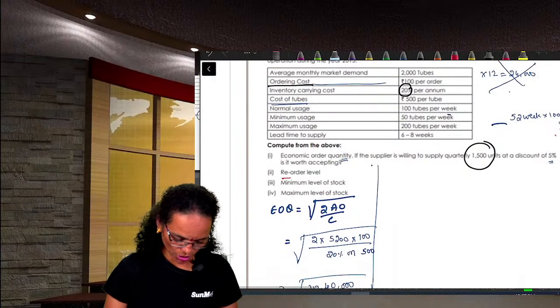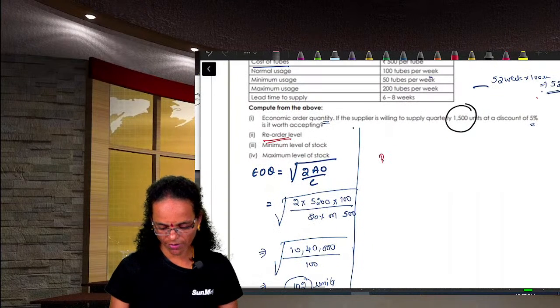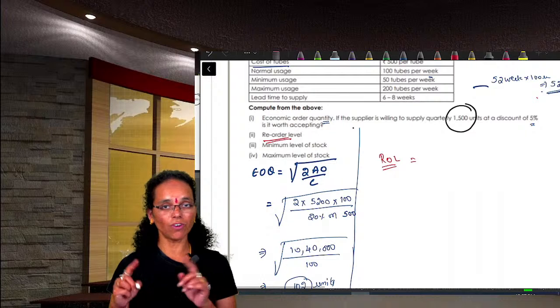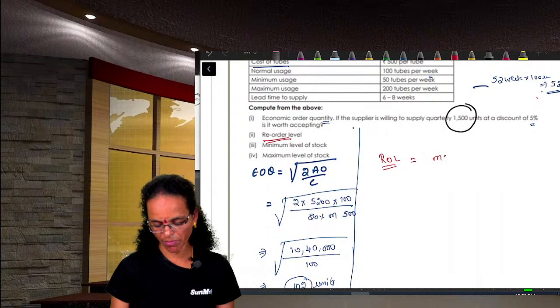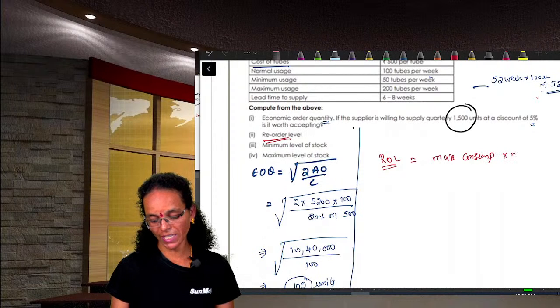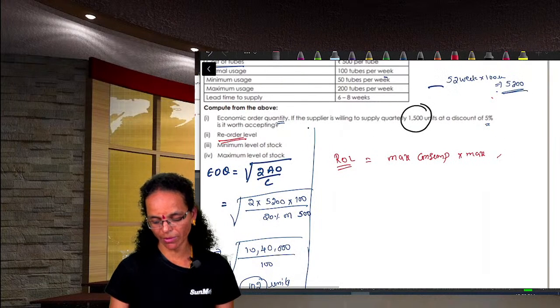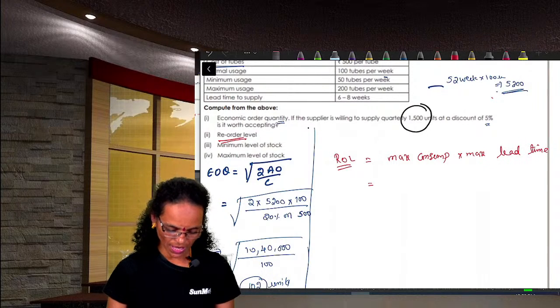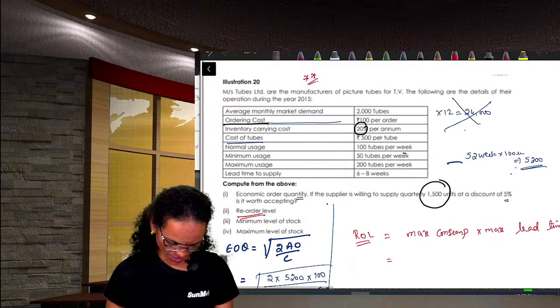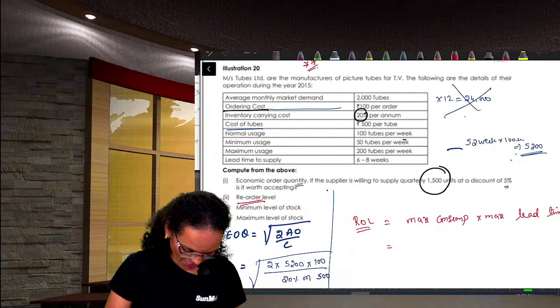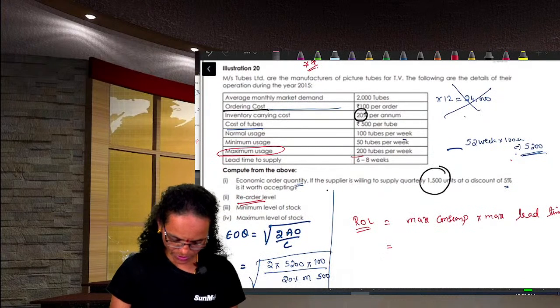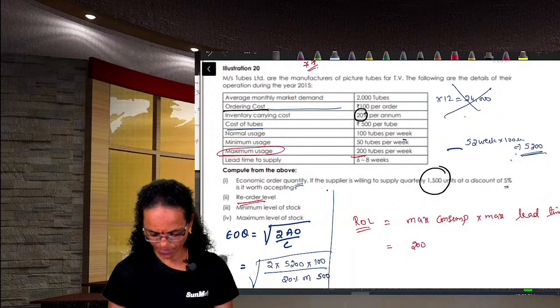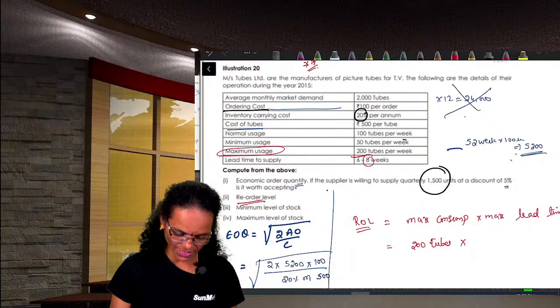Next, reorder level is asked. Reorder level, I told you the formula. Reorder level formula is maximum consumption, what is the maximum we are going to consume, into maximum lead time, the lead time taken by the supplier to supply the goods. Maximum consumption is given here, 200 tubes. Maximum lead time is 4 weeks.